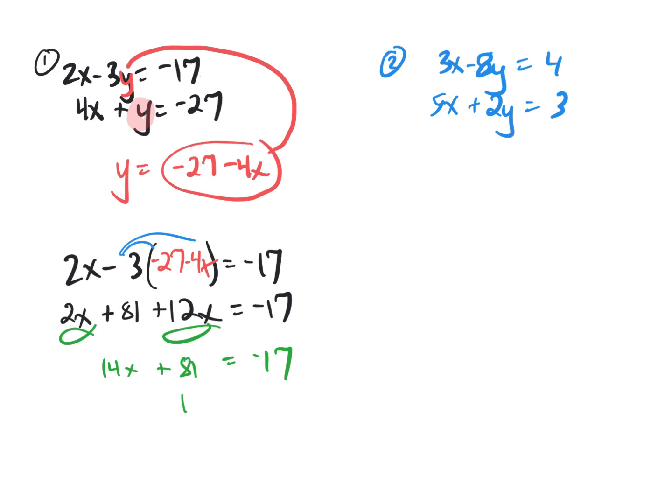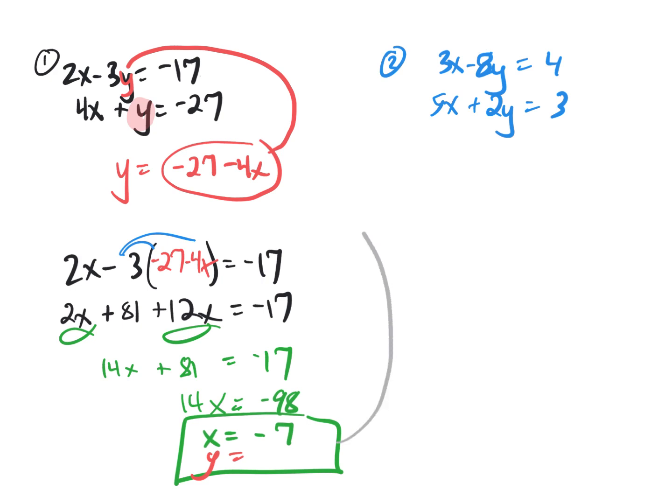Subtract 81 from both sides. And then dividing both sides by 14, x is equal to negative 7. We still need to know what y is equal to, though. And we can find that just by coming back to the first step. Y is equal to negative 27 minus 4 times x, and x is negative 7. So y is equal to negative 27 and positive 28. That would be a 1.